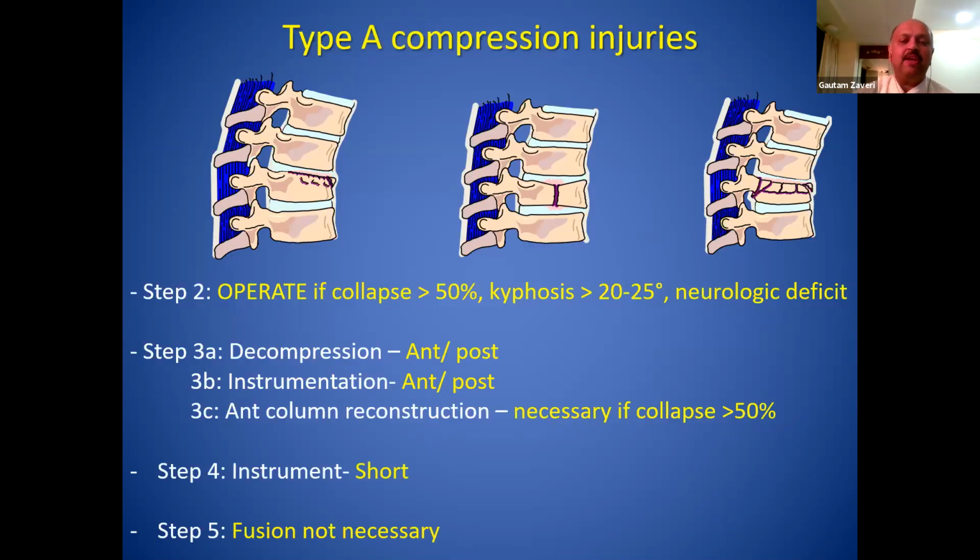The final type of injury, a type A compression injury. Here, it's a stable injury because the posterior ligamentous complex is intact, and therefore surgery is indicated only if the collapse is more than 50%, kyphosis more than 20 to 25 degrees, or the patient has a significant neurologic deficit. Surgery can be done either through the front or from the back, depending on your choice and skills. But if you're going from the back, it is a transpedicular decompression. Posterior instrumentation can be short segment, and anterior column reconstruction is necessary if collapse is more than 50%.